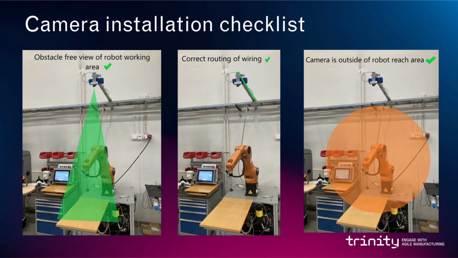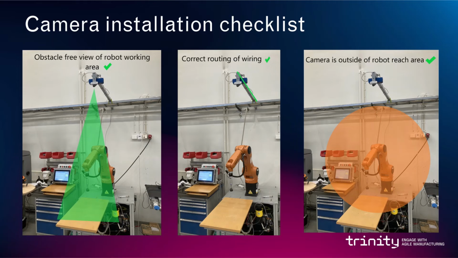So here we have an example of a good camera installation, and we will take a look at the checklist that we saw in the previous slide. On the leftmost image we will see that we have an obstacle-free view of the robot working area. There are no external obstacles that obscure the camera's field of view, and the robot will not enter the camera's field of view when it's taking pictures.